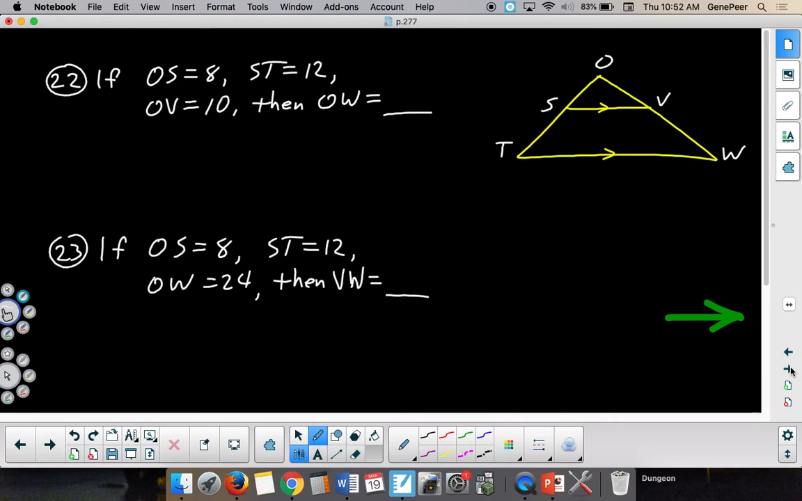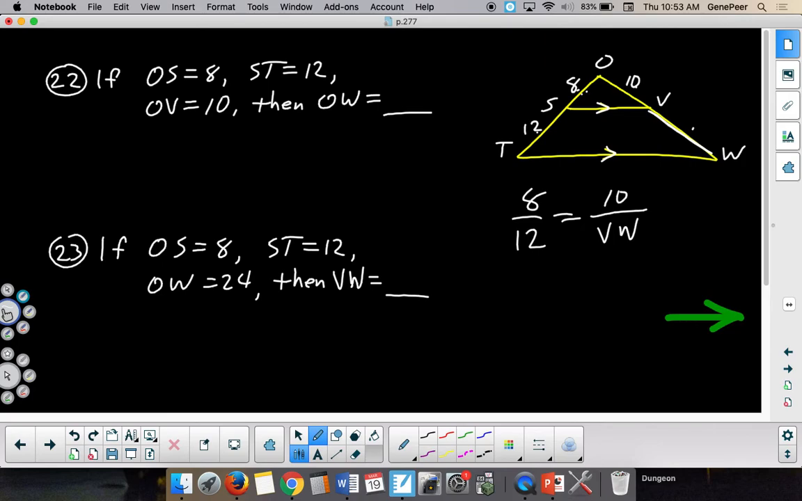22. If OS is 8 and ST is 12, and OV is 10, we're looking for OW. Now, of course, we're not told they're similar. We know they're similar because these guys are parallel. If these guys are parallel, we do indeed have similar triangles, but then reverting back to one of the most recent theorems, we also know that 8 over 12 has to equal 10 over VW. That's one way to do it. Let's go with that. 8 over 12 equals 10 over VW.